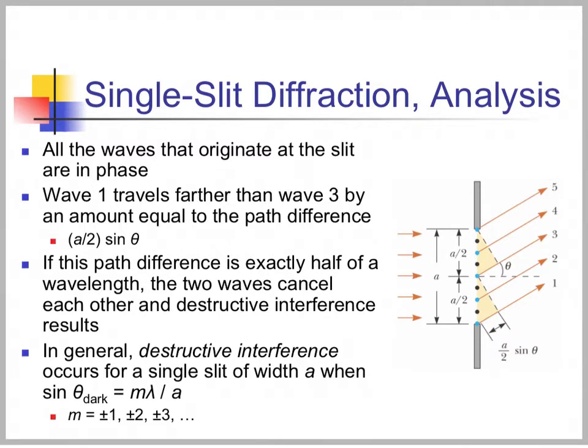All the waves that originate at the slit are in phase. Wave 1 travels farther than wave 3 by an amount equal to the path difference, which is a over 2 sine theta. If this path difference is exactly half of a wavelength, the two waves cancel each other out and destructive interference results. So in general, destructive interference occurs from a single slit of width a when sine theta dark is equal to m lambda over a, where m can be plus or minus 1, 2, and 3.